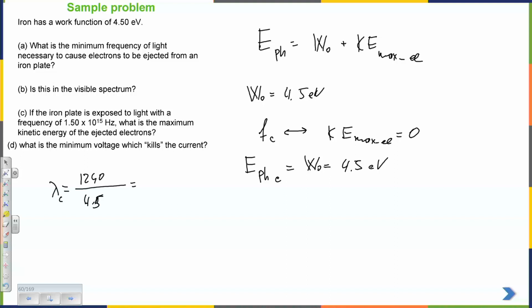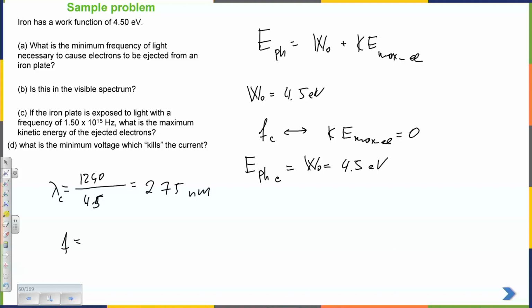So 1240 over 4.5. 275 nanometers. We know the visible spectrum lies between about 400 nanometers and 700 nanometers. So this light doesn't belong to visible spectrum. It's actually like ultraviolet light. Yeah. Now we can get the frequency.